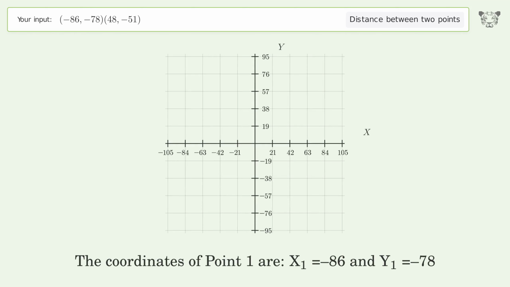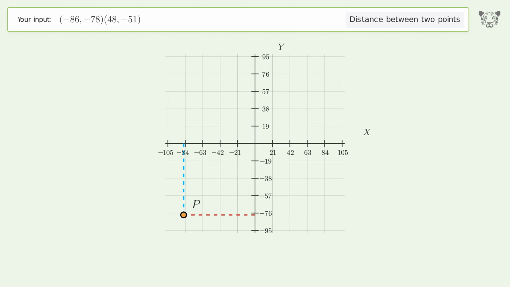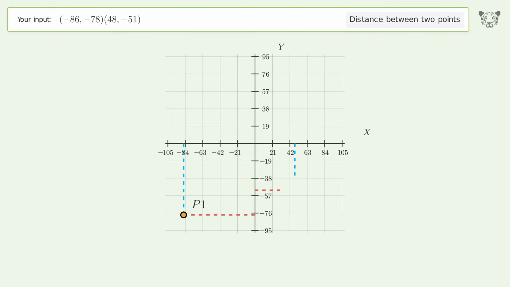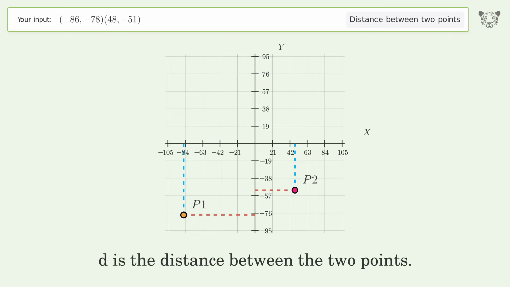The coordinates of point 1 are x1 equals -86 and y1 equals -78. The coordinates of point 2 are x2 equals 48 and y2 equals -51. D is the distance between the 2 points.